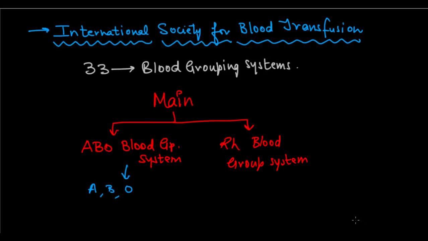Next is the RH blood group. While the ABO blood group just determines the letter, this RH blood group determines the sign, right? This determines whether the blood is positive or negative. So A positive or A negative, B positive or B negative, O positive or O negative, right?